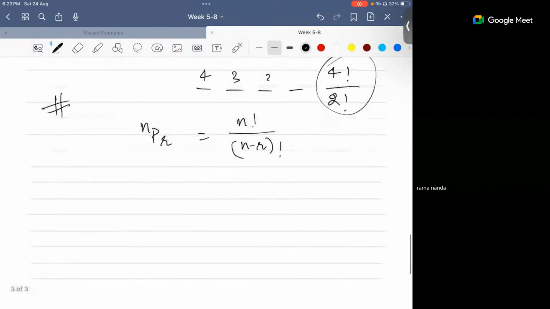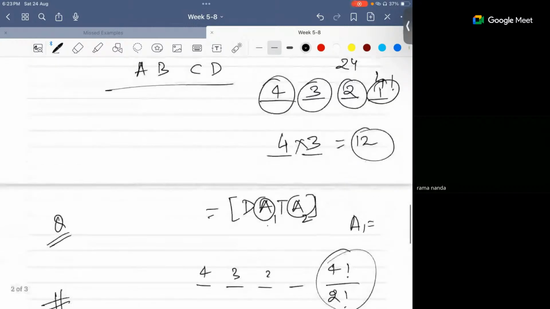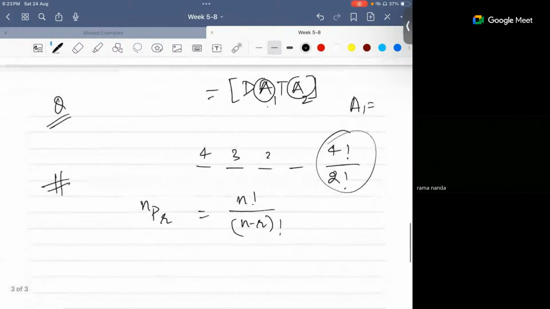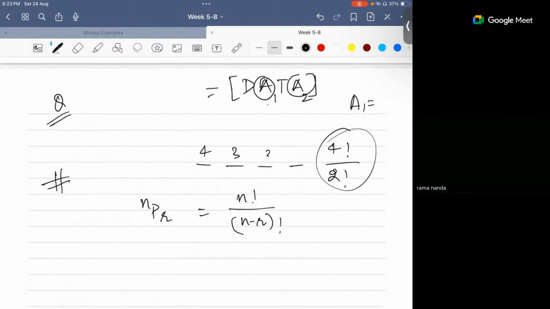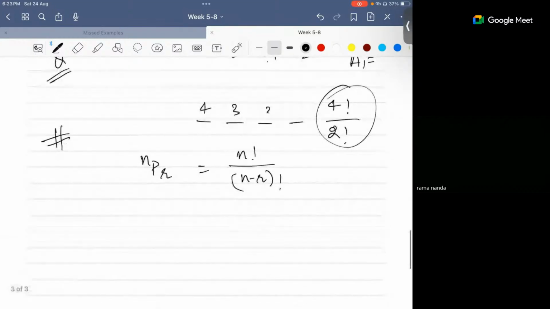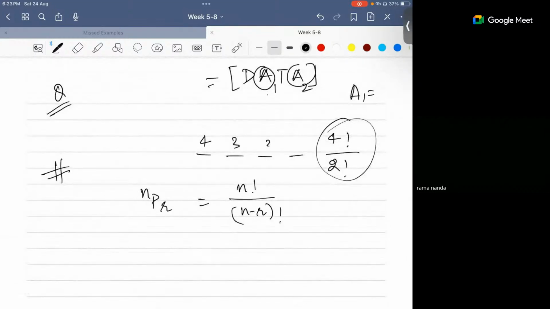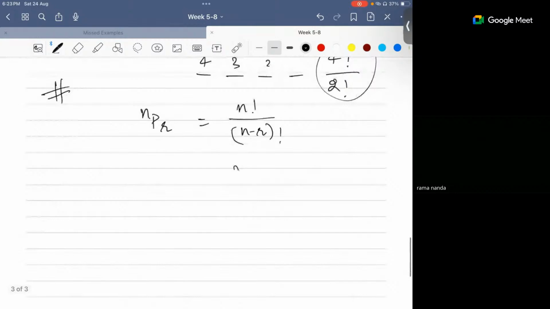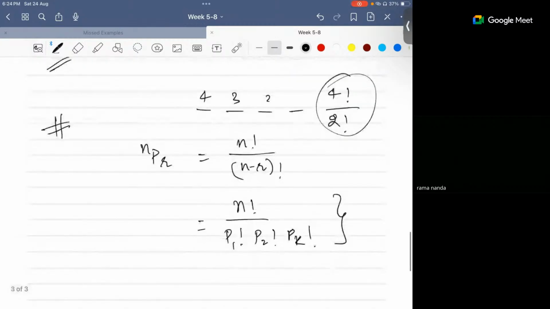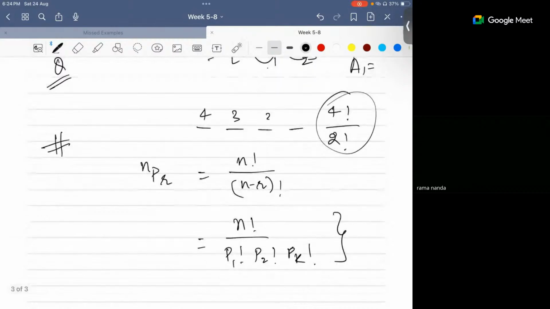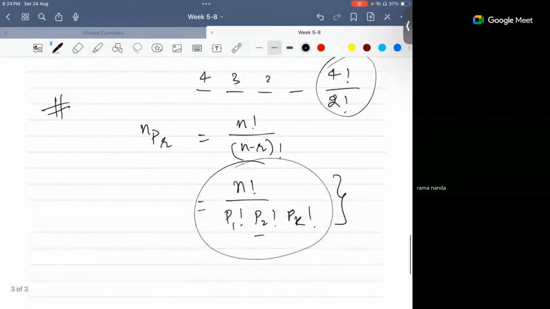Now, the second case is when not all the objects are distinct. You can have some repetition of the words or of the objects. In those cases the approach will be the same, only you have to divide by the factorials of all the values which are repeating. So it can be something like n factorial upon p1 factorial, p2 factorial, p3 factorial, up to pk factorial. If some words are repeated p1 times, some words p2 times, and some words pk times, you can just do it like that. Okay, is there any confusion in this?